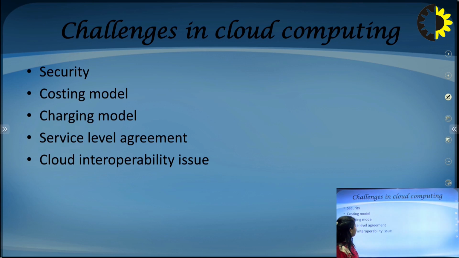So what are the different challenges in cloud computing? Cloud computing challenges are security, costing model or charging model, service level agreements, and cloud interoperability issues.